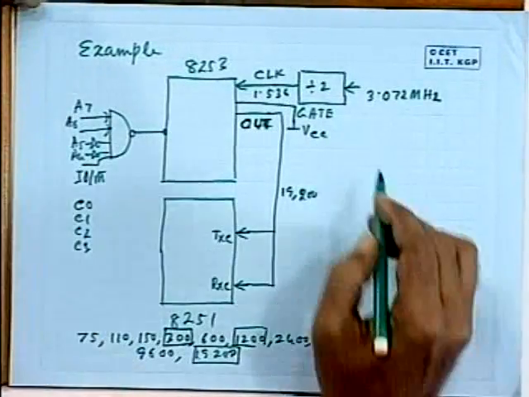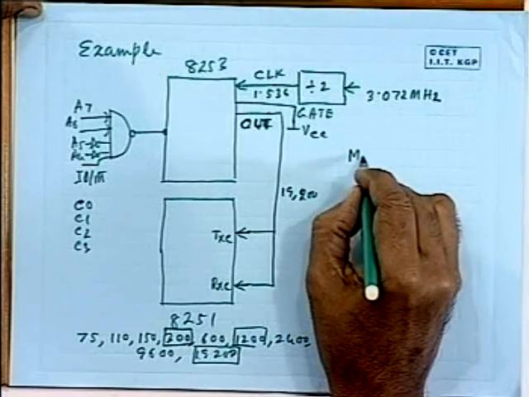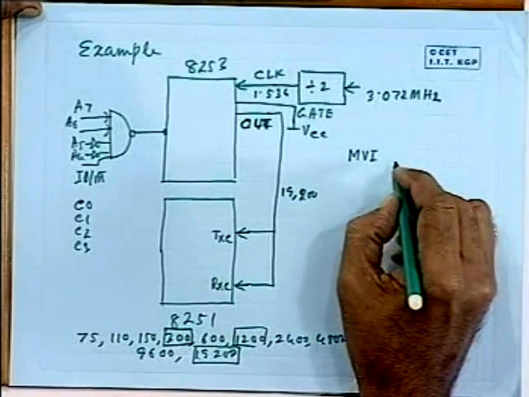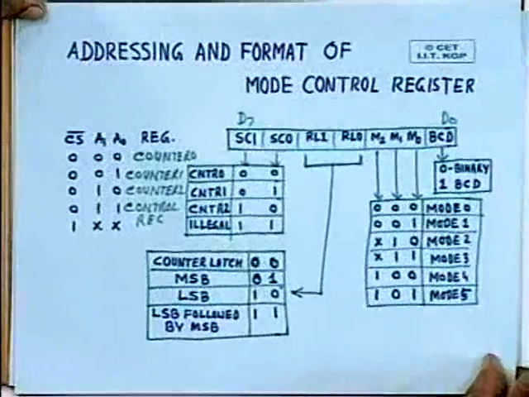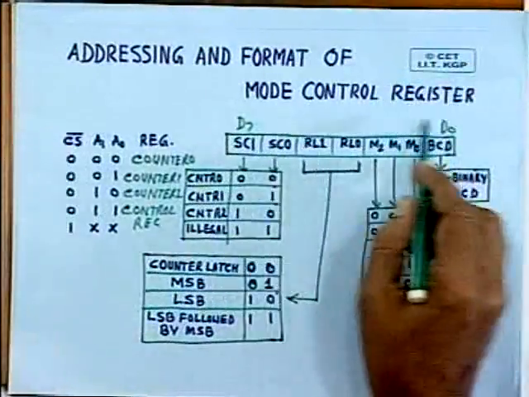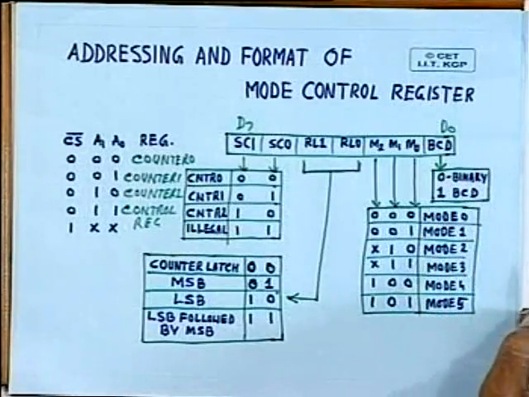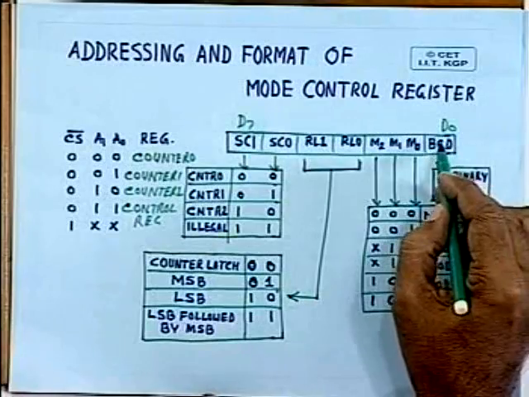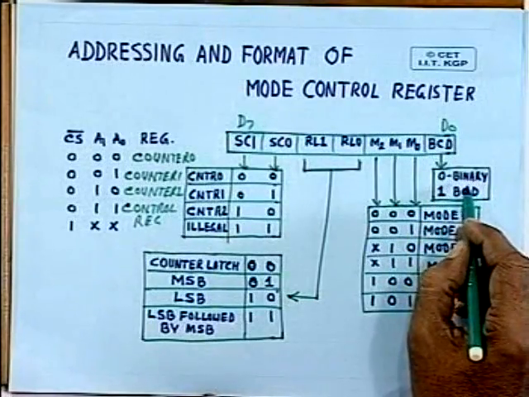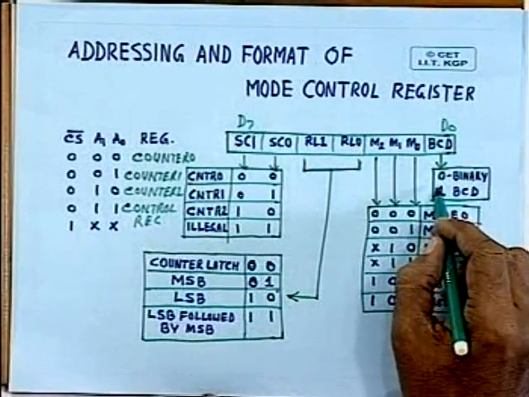For that, first of all, you have to initialize the control register with some code. Let us see what code has to be written there. This is the control word format of the 8253. This bit has to be 0 if we want binary, and this bit has to be 1 if we want BCD.